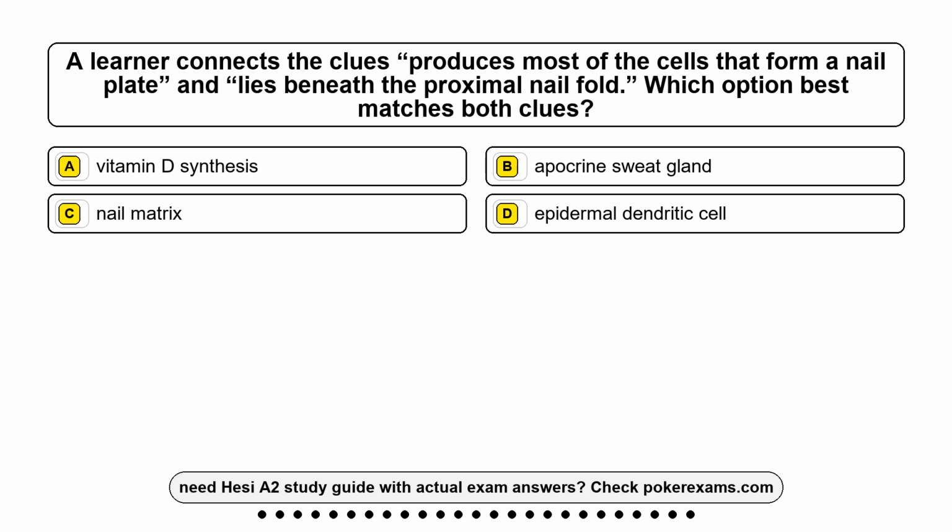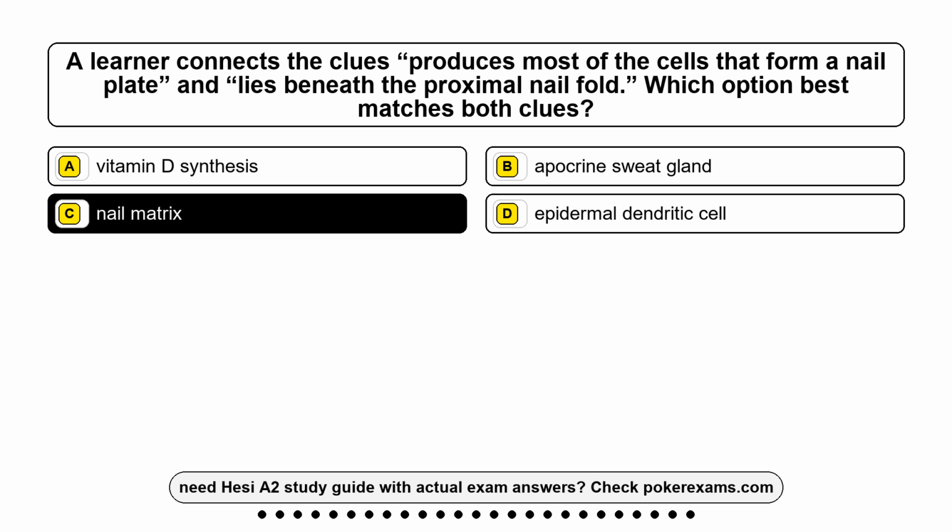Question 5. A learner connects the clues, produces most of the cells that form a nail plate and lies beneath the proximal nail fold. Which option best matches both clues? Option A, vitamin D synthesis. Option B, the eccrine sweat gland. Option C, nail matrix. Option D, epidermal dendritic cell. The correct answer is option C, nail matrix.